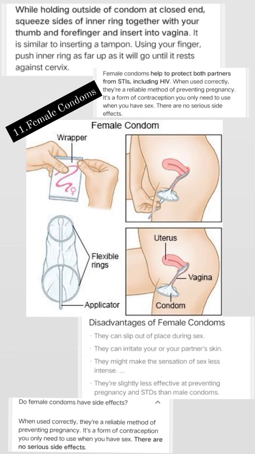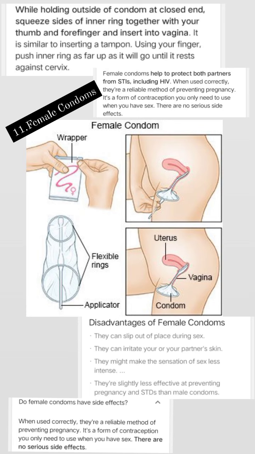11. Female condoms. Hold the outside of the condom at the closed end. Squeeze the sides of the inner ring together with your thumb and forefinger and insert into the vagina. It is similar to inserting a tampon. Using your finger, push the inner ring as far up as it will go until it rests against the cervix.